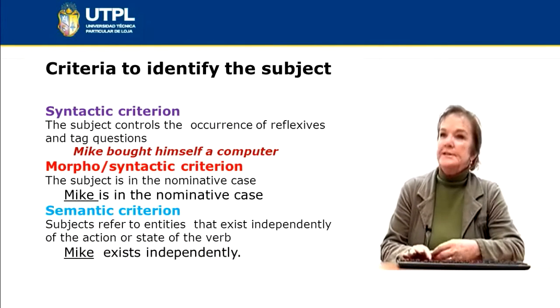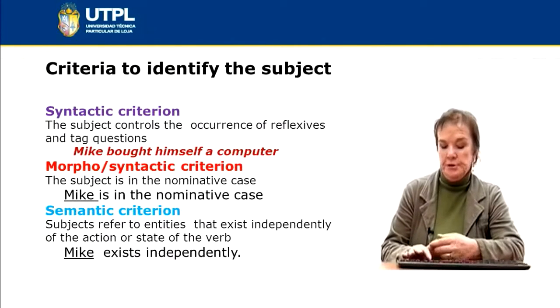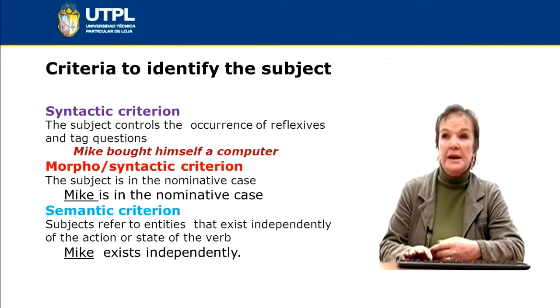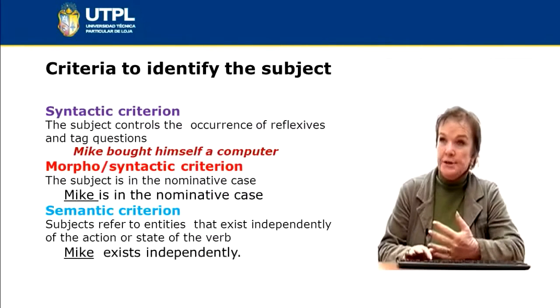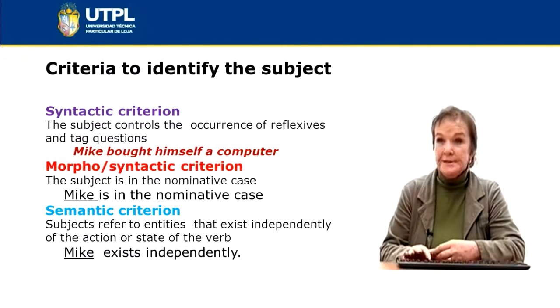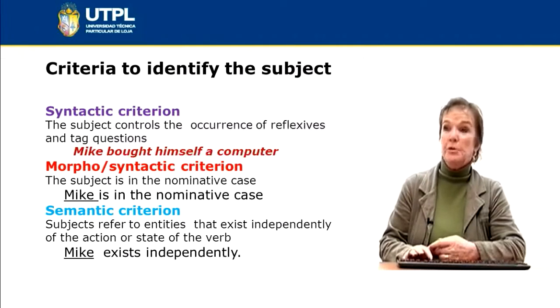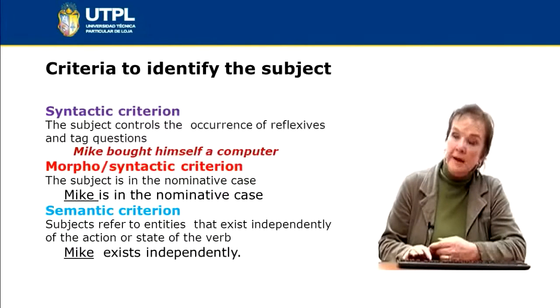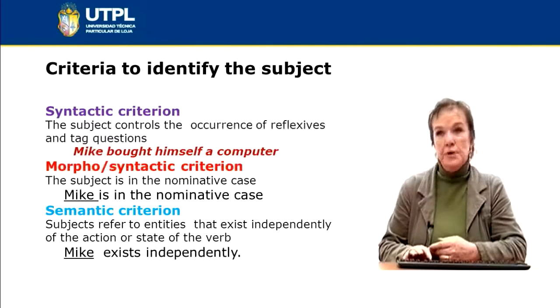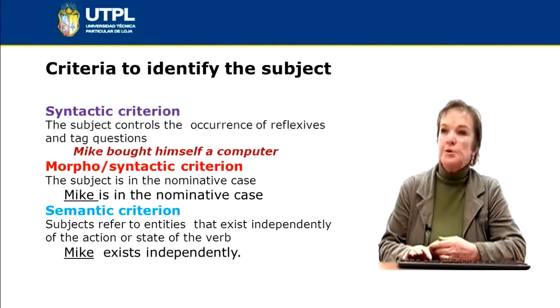Now, it's necessary to recognize some criteria to identify the subject. We can talk about a syntactic criterion. What's the syntactic criterion? It says the subject controls the occurrence of reflexives and tag questions. Look at the example. Mike bought himself a computer. Himself goes with Mike, refers back to Mike. That's why we say that the subject controls the occurrence of reflexives. The reflexive pronoun himself refers back to Mike.